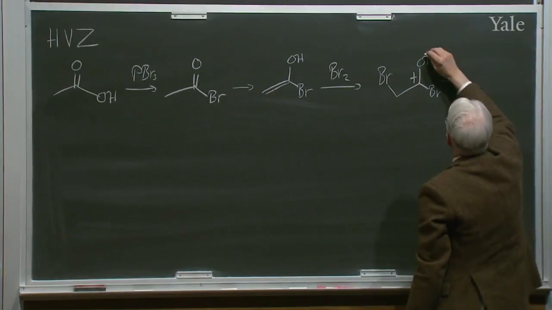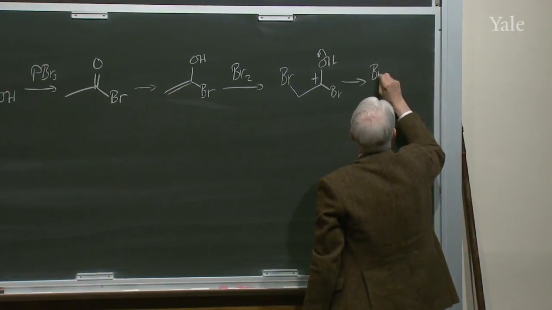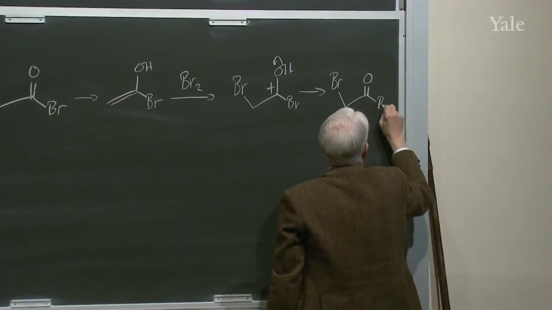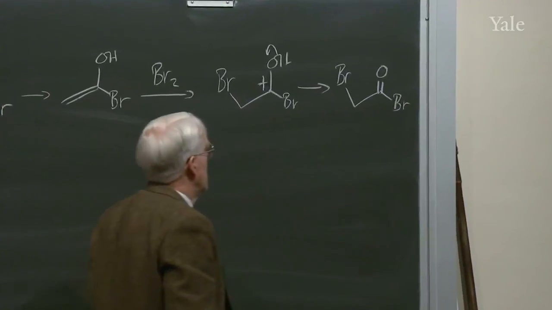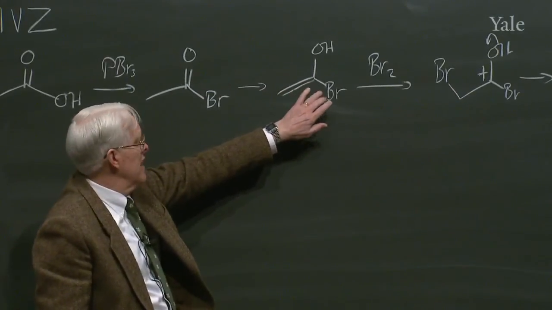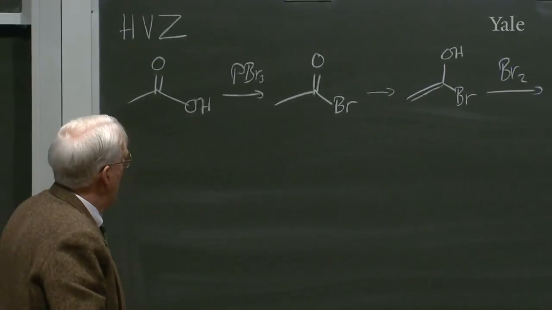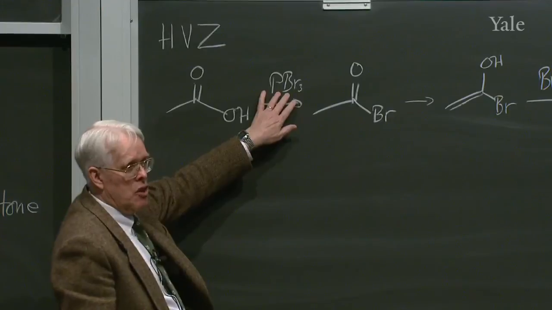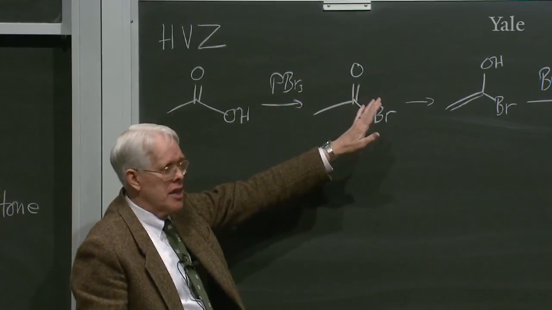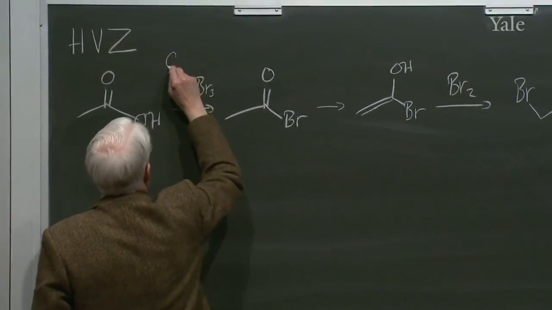So then when you lose the proton, you have alpha bromination, bromination adjacent to the carbonyl group. So this was easy to do because the acid bromide is good at forming the enol. But now it looks like you would need to keep making the acid bromide in order to continue doing this reaction. But in fact, this can be catalytic.